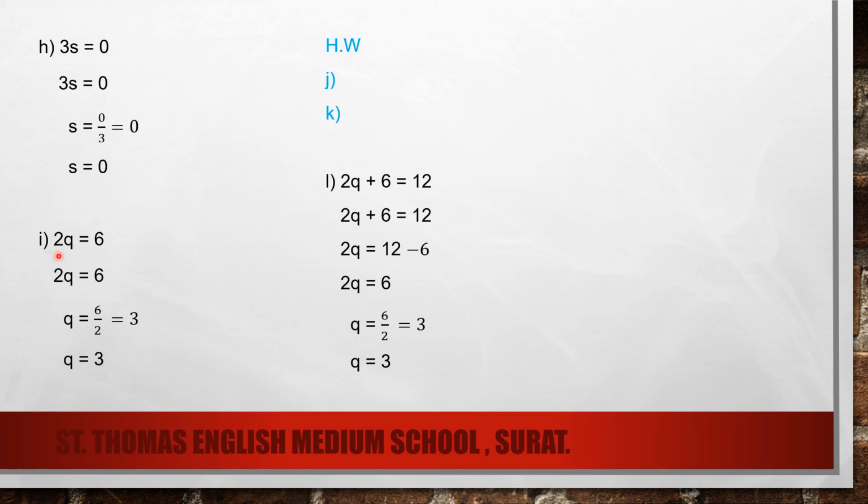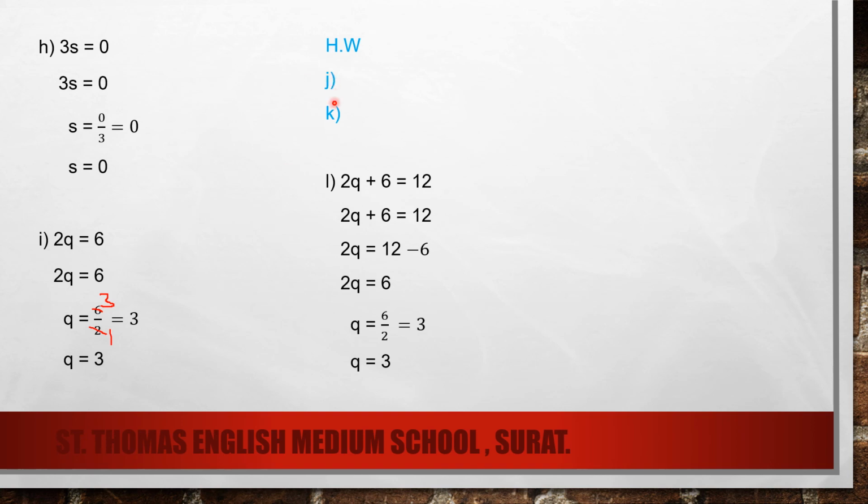Question number I. 2q is equal to 6. So write the question once again. This is a multiplication, comes here, becomes division. So that is 2 ones are 2 and here 2 threes are 6. So what is the value of q? q is equal to 3.